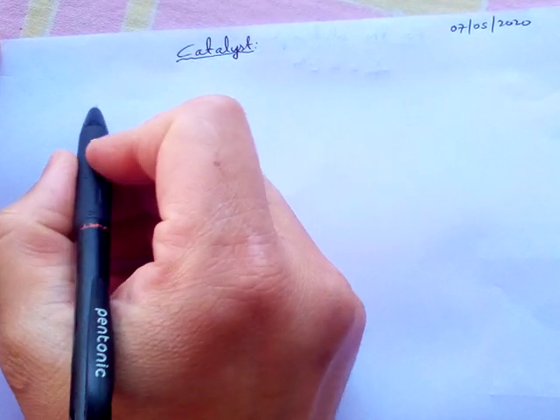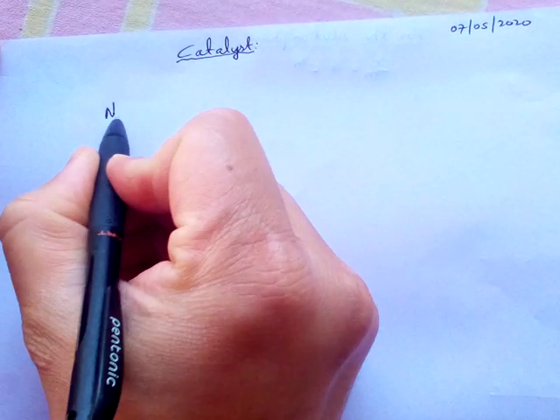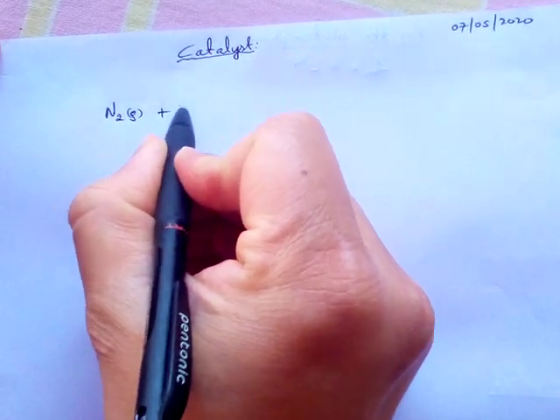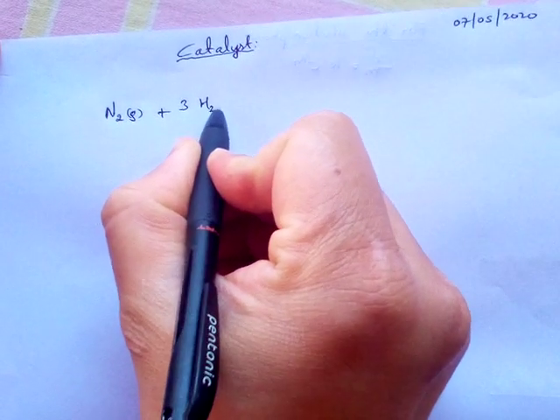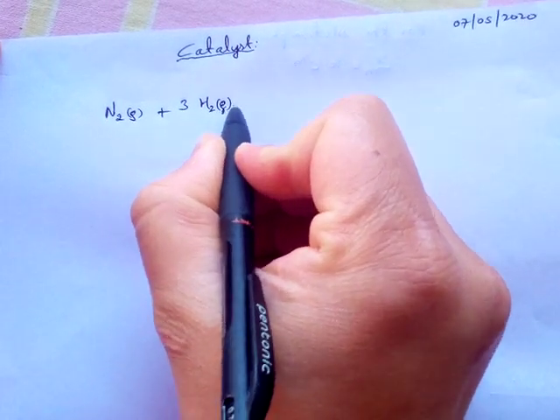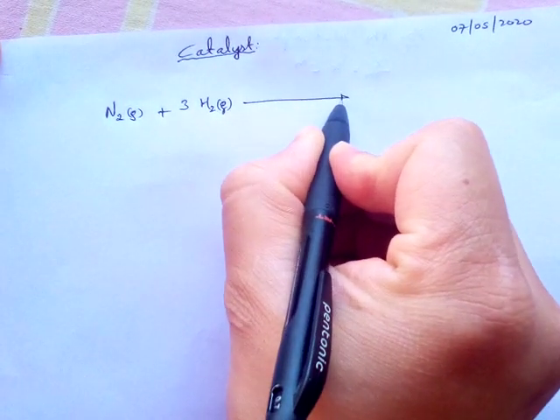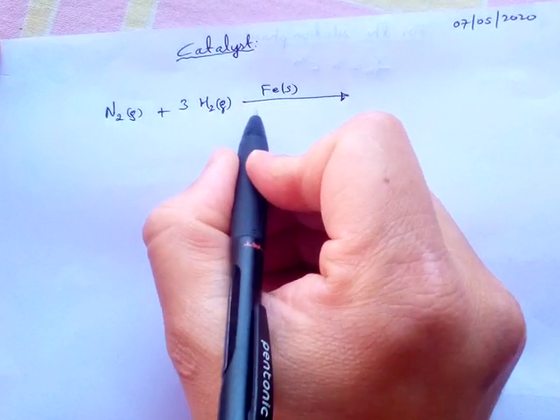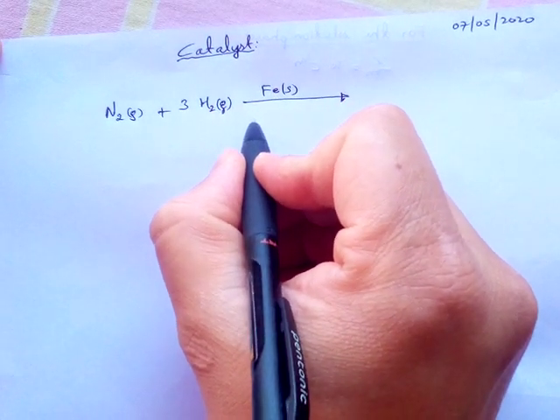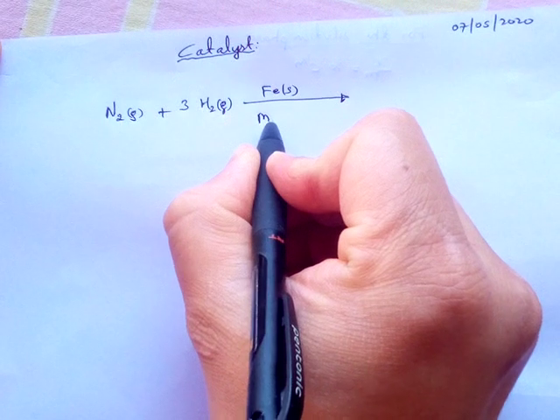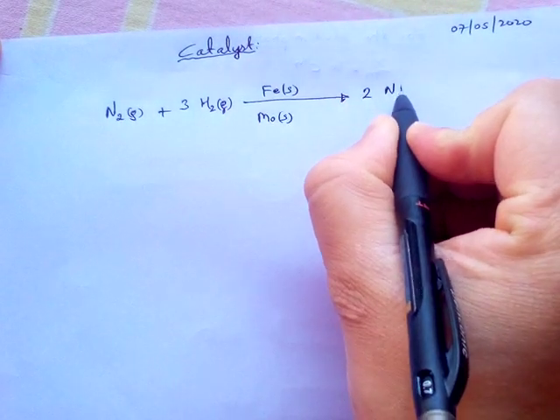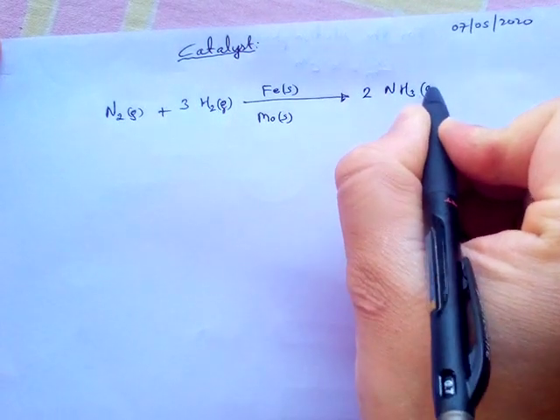Now we will take one example. This is the production of ammonia from nitrogen gas and hydrogen gas. In this reaction, the catalyst used is iron and the promoter used is molybdenum. So it forms two molecules of ammonia gas.